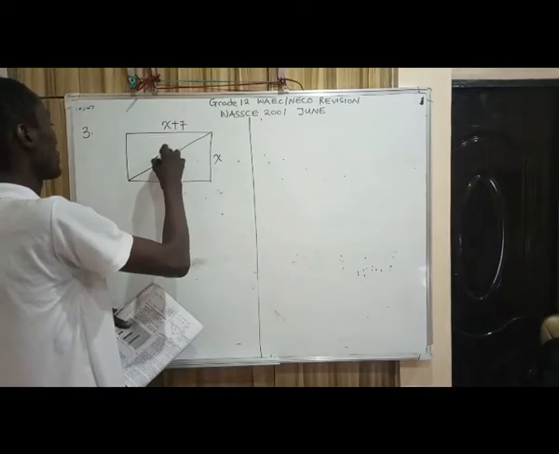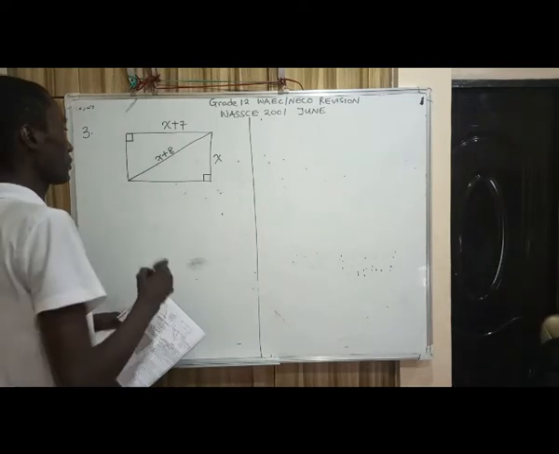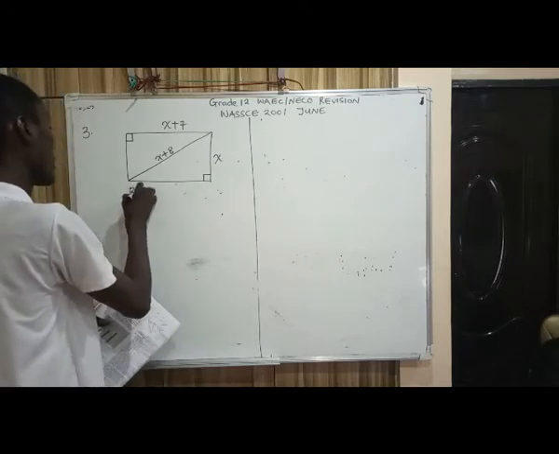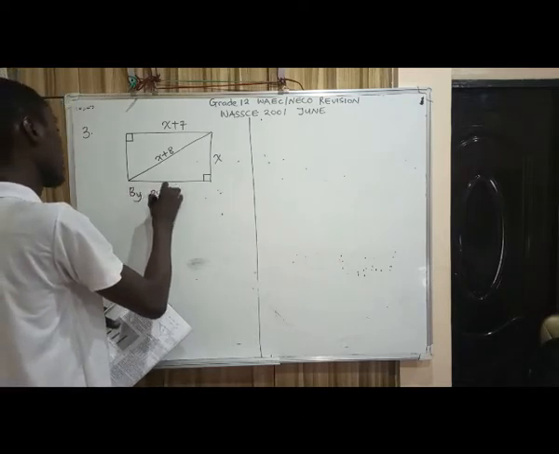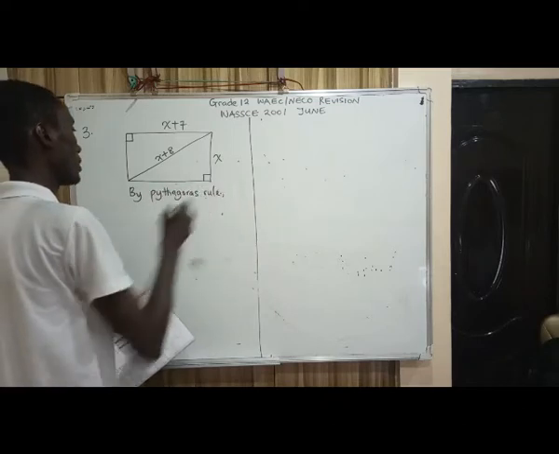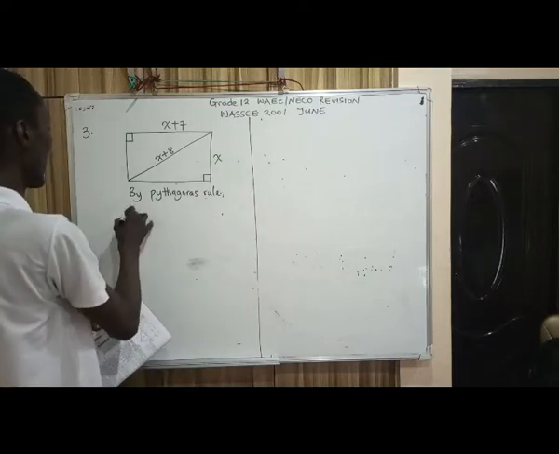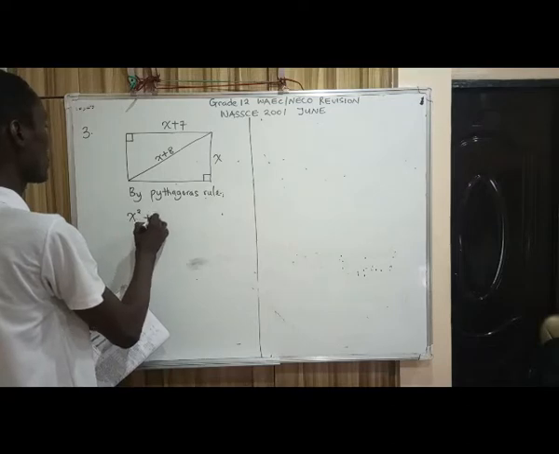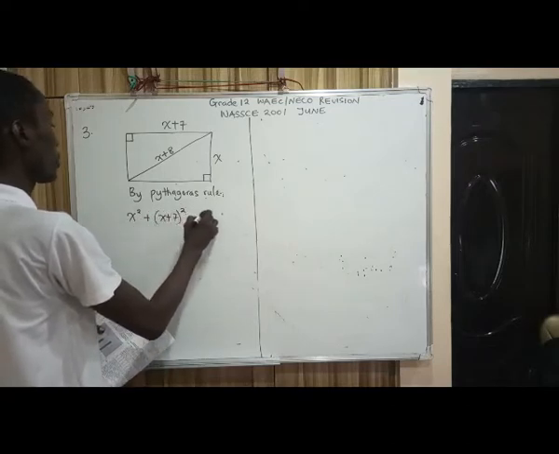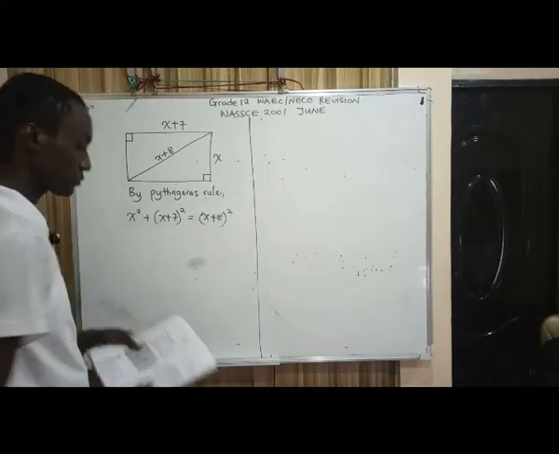So the diagonal is x plus 8. This will be a right angle triangle because you are told it's a rectangle. So we're going to use Pythagoras theorem. If this is x, this will also be x. So it means that x squared plus (x plus 7) all squared will be equal to (x plus 8) all squared.